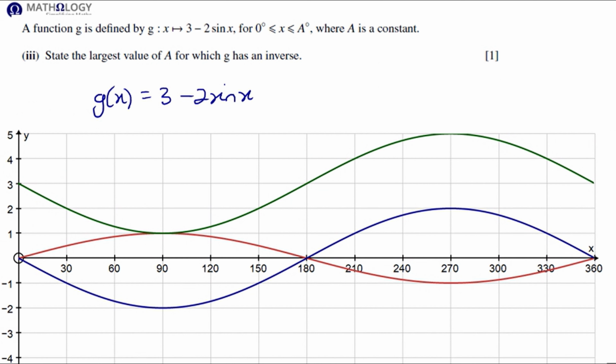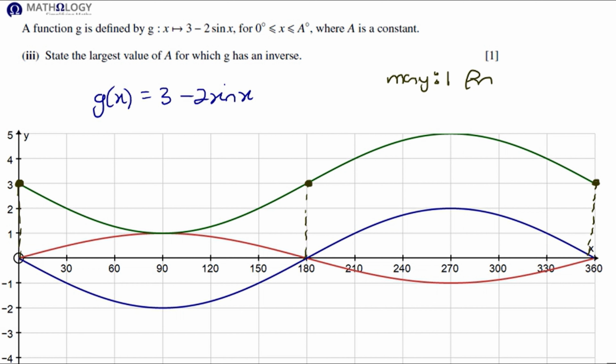Now, this function is not a one-to-one function. It's not a one-to-one function because we have one output value for several input values. So if we just take y equals 3 and mark on the function every point where y equals 3, we have another point here at x equals 180. The first one was x equals 0, x equals 180, and then y equals 3 again at x equals 360. This is a many-to-one function.